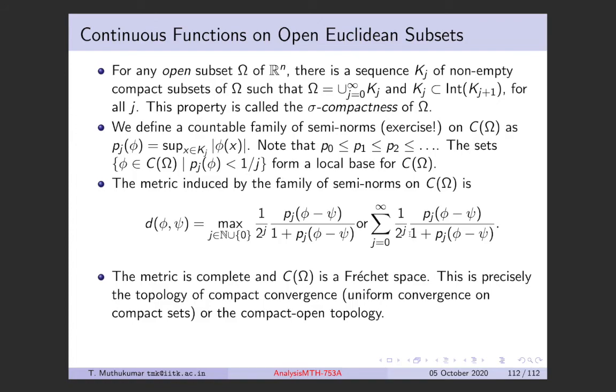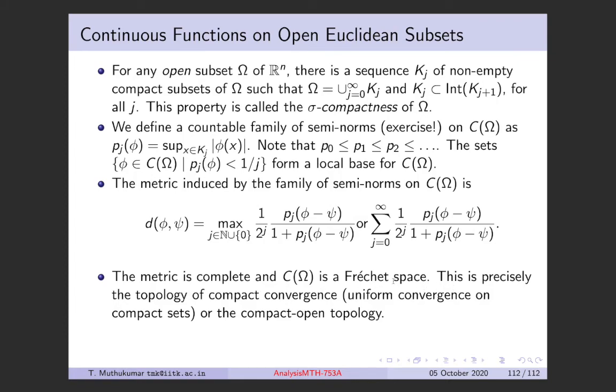So please use this opportunity. If you don't know these things, or have not seen this before, go and read about it or refresh it. I am just doing this to help you recall these results if you have already seen them. Maybe Rudin's functional analysis book has these things. Under this metric, C of omega is a complete metric space. In fact, it is a Frechet space.